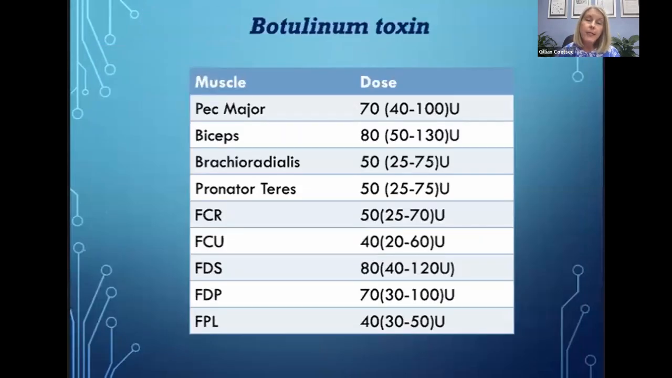So these are particular doses related to Botox. I do know that Dysport and Xeomin are slightly different, but these are the most commonly injected muscles. And then on the right-hand side are the doses that are predominantly used. So outside the bracket is the common dose, and inside the bracket is the kind of acceptable doses for those muscles.